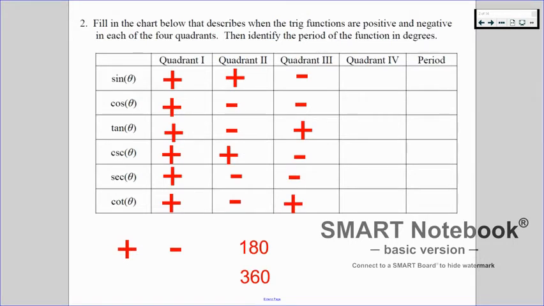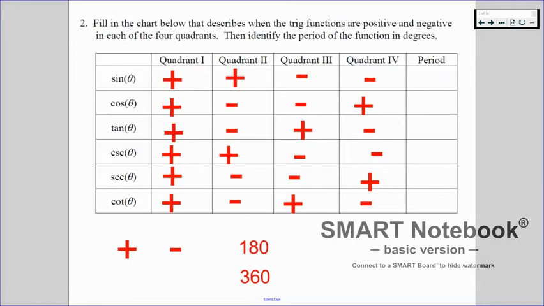Quadrant 4, that's where our x's are going to be positive and y's are negative. So sine is going to be negative. Cosine will be positive. Tangent would have to be negative, negative divided by a positive. Cosecant is going to be 1 over sine, so 1 over a negative would be a negative. 1 over a positive would be a positive, and 1 over a negative would be a negative.